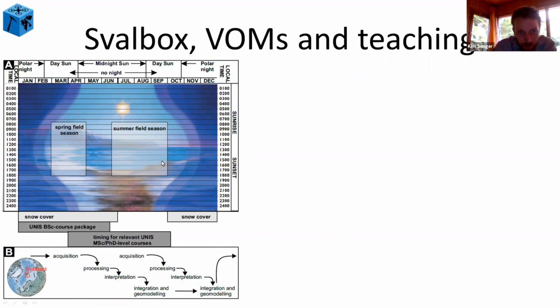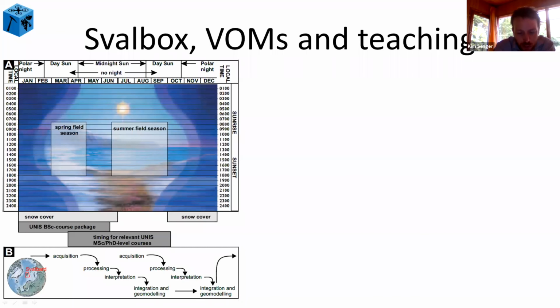And then we've got the summer field season, which is June, July, August, maybe a little bit of September, when we have a lot of master and PhD level courses. What's the problem here? Well, we have snow cover a lot. We don't have good access. It's not so easy to get out. So we need to use digital tools.